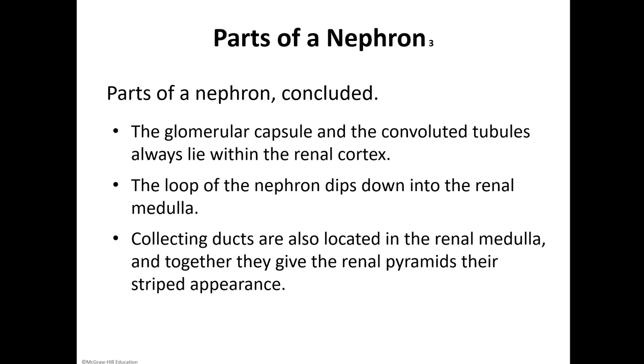The glomerular capsule and the convoluted tubules lie within the renal cortex. The loop of a nephron dips down into the renal medulla, and collecting ducts are also located in the renal medulla, and together they give the renal pyramids their striped appearance.